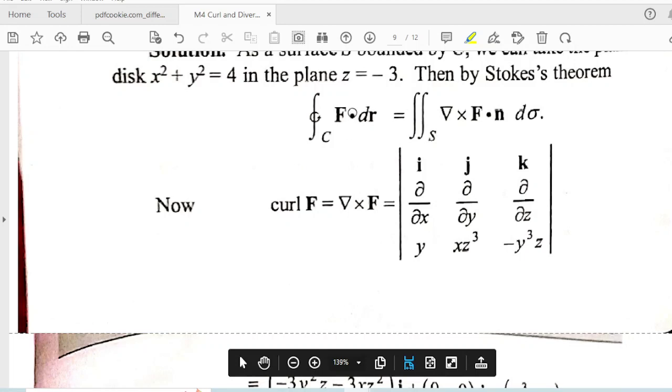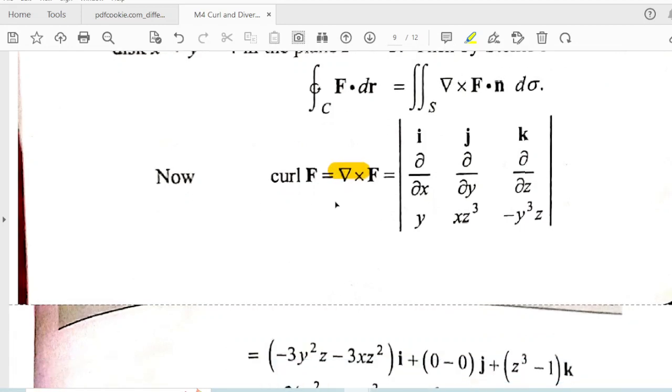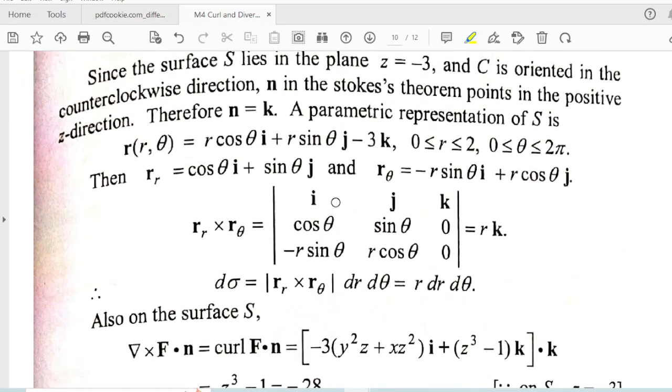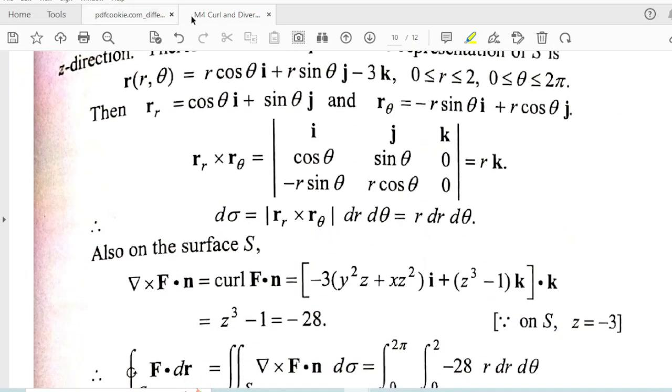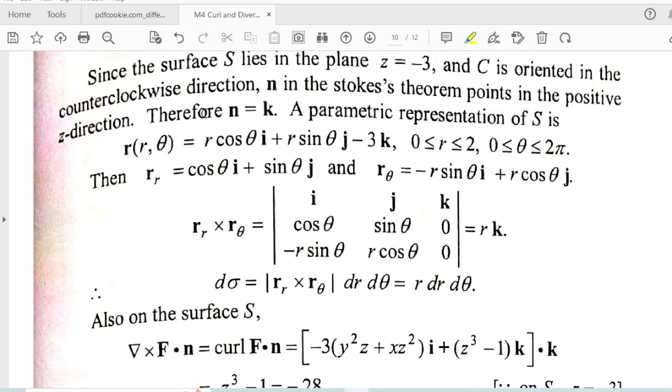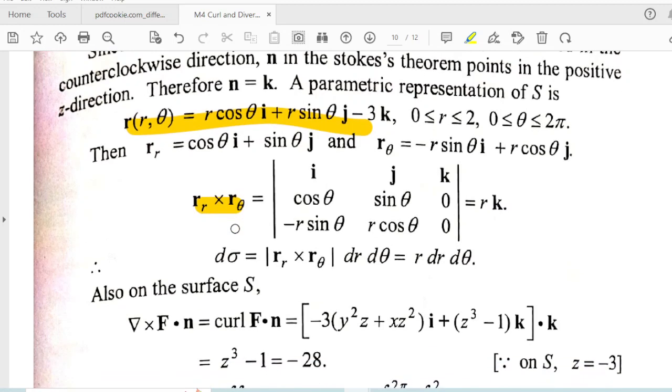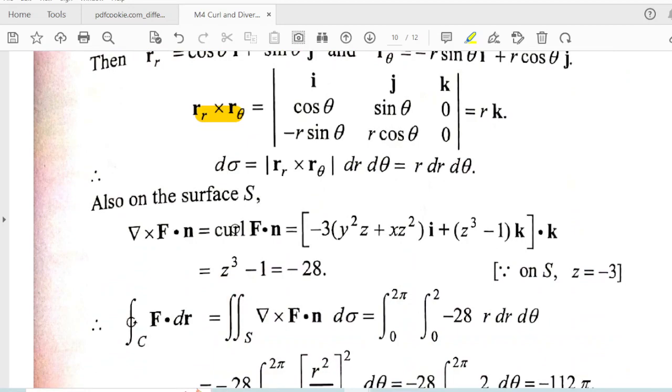So instead of this, we can directly obtain this also. We first found del cross F bar. And now we have to find n cap. To find n cap, we first parameterize the given curve. So this is a parameterized curve: r cos theta, r sin theta, minus 3. And we have to find a normal vector, that is, r_r cross r_theta by the magnitude of r_r cross r_theta.